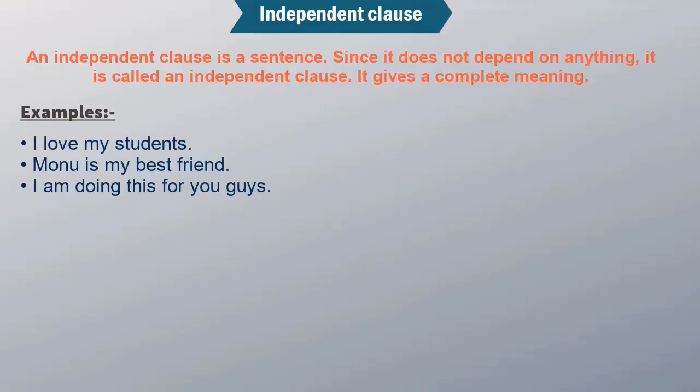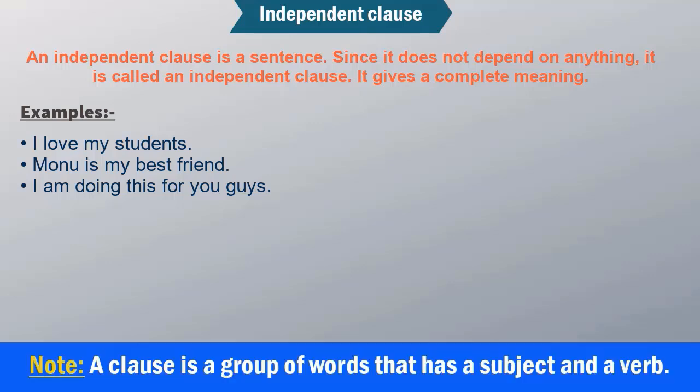Let's start with an independent clause. Guys, what is an independent clause? Very simple. It is a group of words that has a subject and a verb. It has the combination of the subject and the verb, right? And an independent clause is a complete sentence. Examples: I love my students. Monu is my best friend. Yes, he is. I am doing this for you guys. Yes, I am, right? So all these examples are independent clauses. All these examples have a subject and a verb, and all these examples stand on their own. These are complete sentences, guys. That's what an independent clause is. It's a complete sentence. It has a subject and a verb, and it gives a complete meaning.